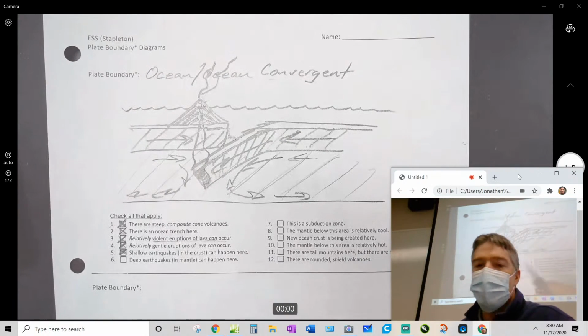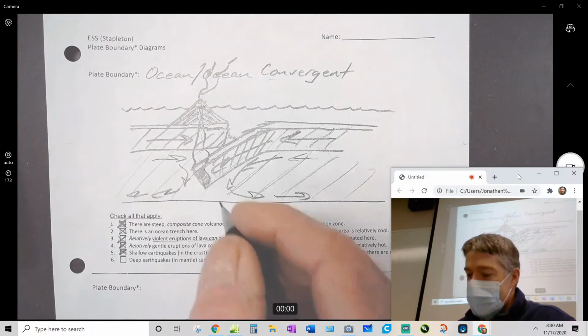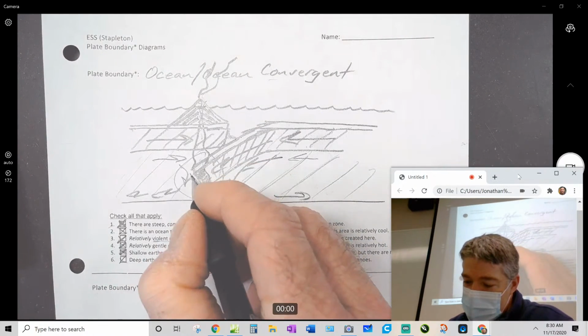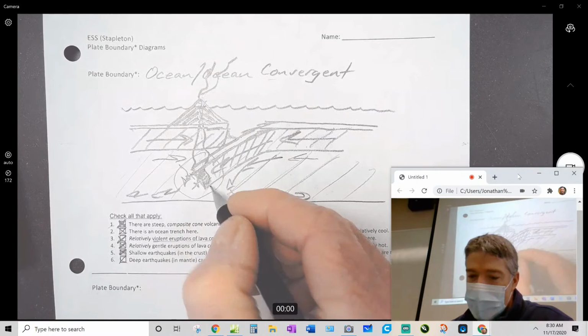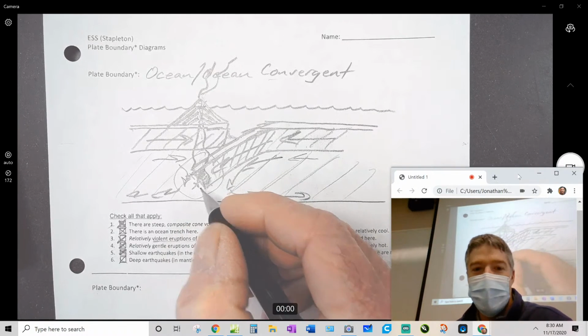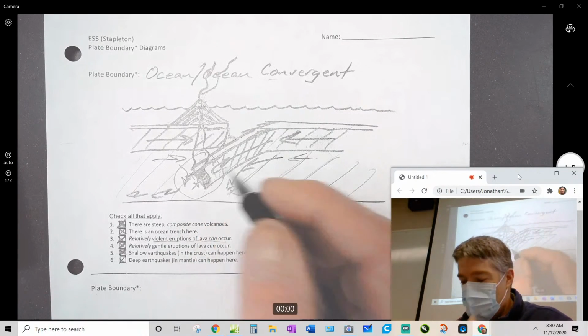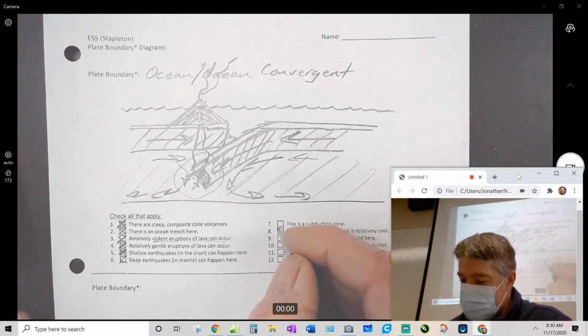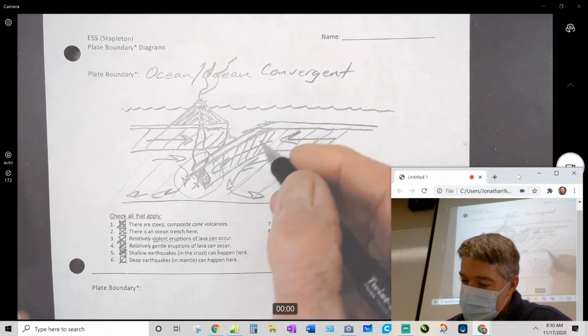How about deep earthquakes? Can we have those? Yes. Anytime you get subduction, this is where the deep earthquakes happen, down here, where this is smashing into the mantle. This is a subduction zone? True or false? True. Subduct means go under.